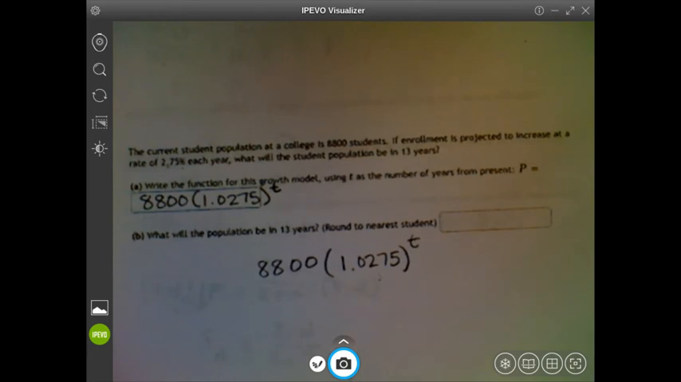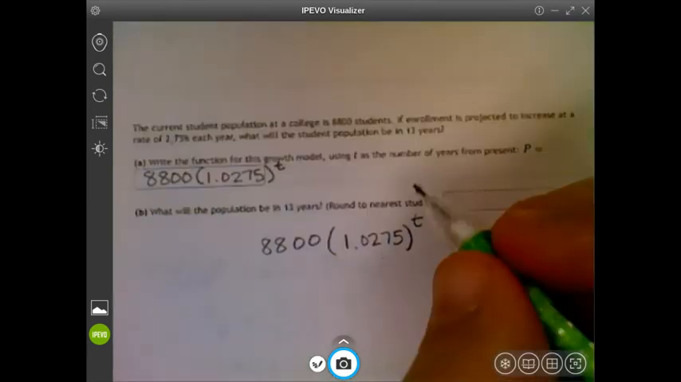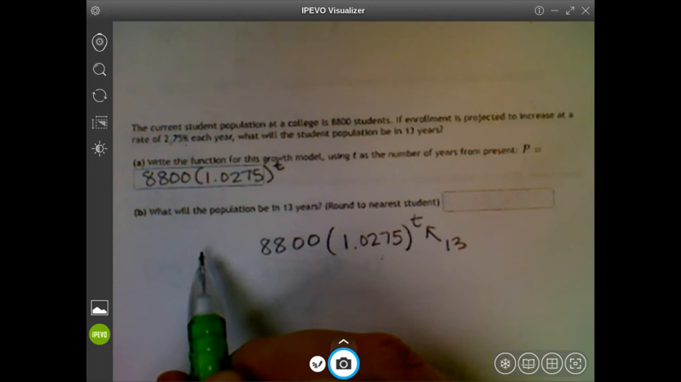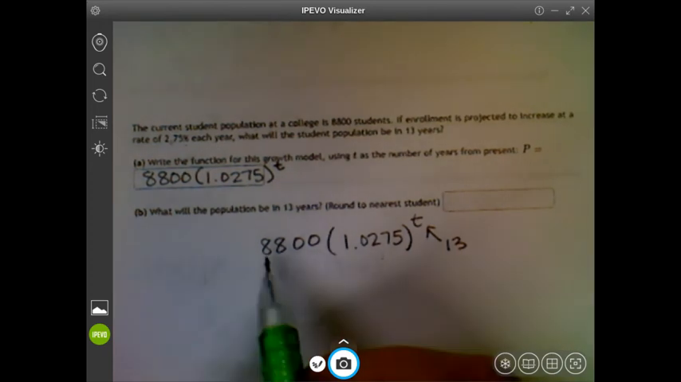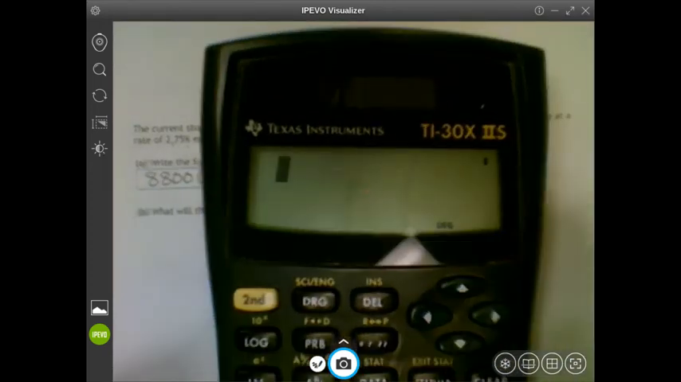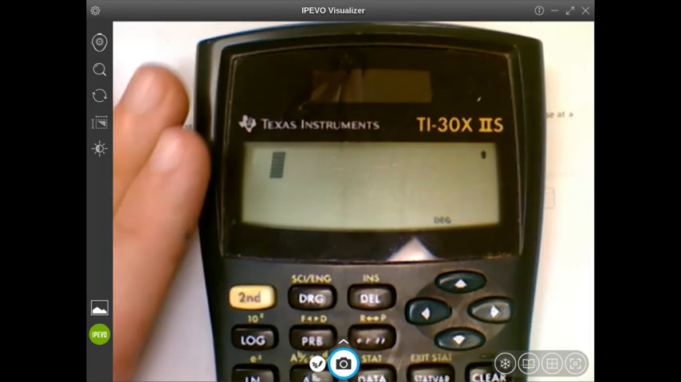And then it says, what will the population be in 13 years? Well, 13 years means that you take the t and you plug in 13. So the nice thing is we're not saying it's equal to 13 and having to solve. We're just plugging in 13. So in your calculator, you can go ahead and calculate that value.